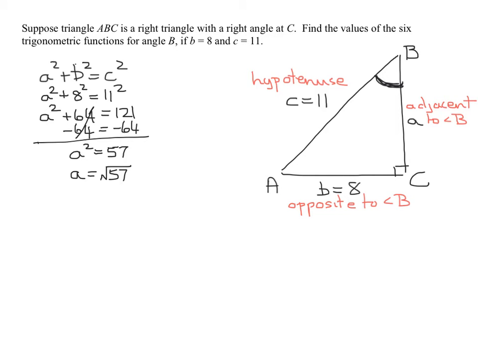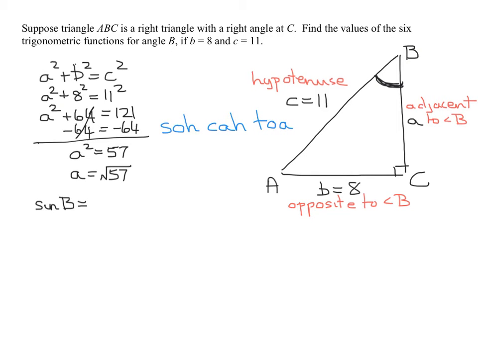So now I can find all my trig functions. Remember, let me write the mnemonic up here. Hopefully you've all learnt the mnemonic, SOHCAHTOA. And what does that mean? The sine is opposite over hypotenuse. Cosine is adjacent over hypotenuse, and tangent is opposite over adjacent.